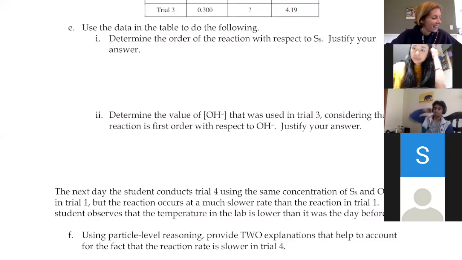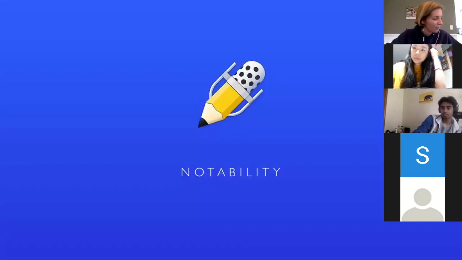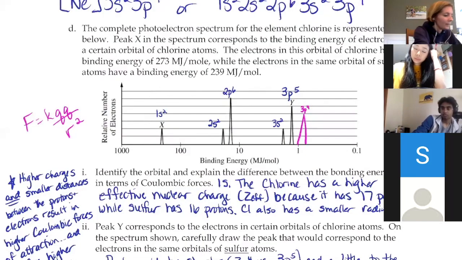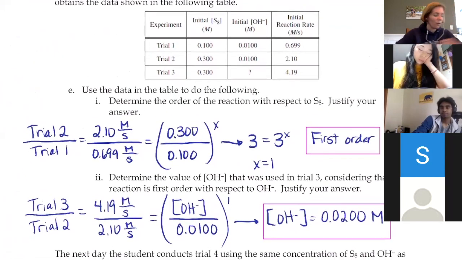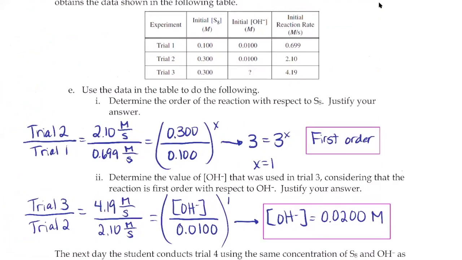Thanks. Okay, so let's look at parts E and F. I'll put my key here. If you do get some kind of kinetics question on Thursday, and it asks you to find the order with respect to a certain chemical, you want to find 2 trials where only that chemical changes in concentration.